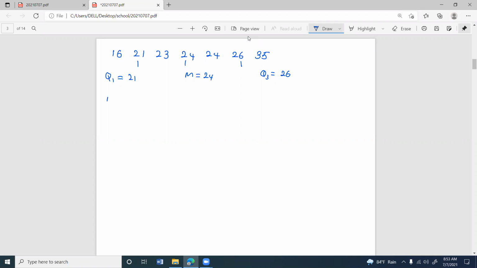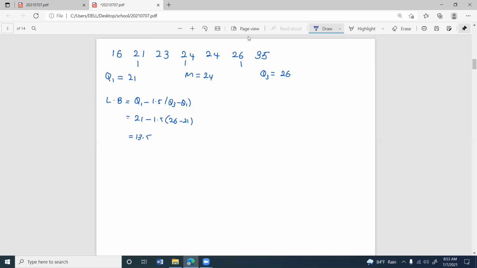Then we need to consider the lower boundary. What is the lower boundary over here? Lower boundary is Q1 minus 1.5 times of Q3 minus Q1. So it turns out to be 21 minus 1.5 times of Q3, 26 minus 21. It turns out to how much? 13.5. Now that means that you can go down to 13.5.